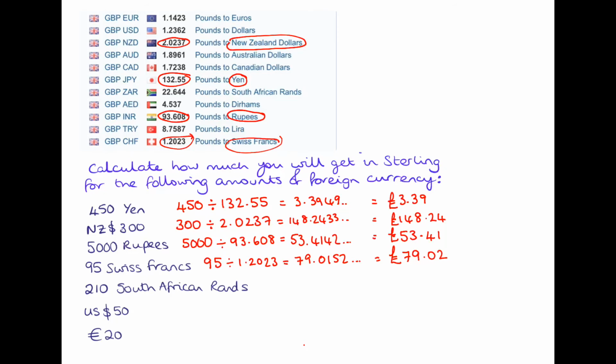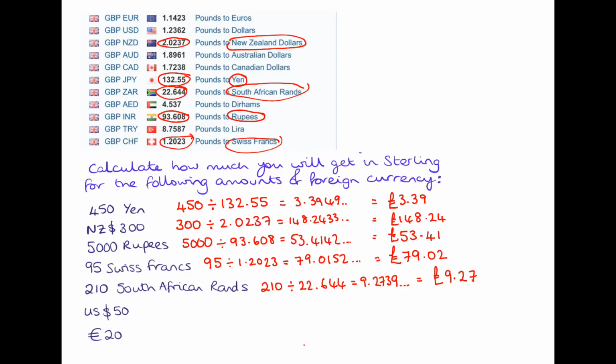Next one, 210 South African rands. So let's find them. There they are. So there's the exchange rate. So 210 divided by 22.644. 210 divided by 22.644 gives us 9.2739, etc. So when we change that into pounds to 2 decimal places, we get £9.27.